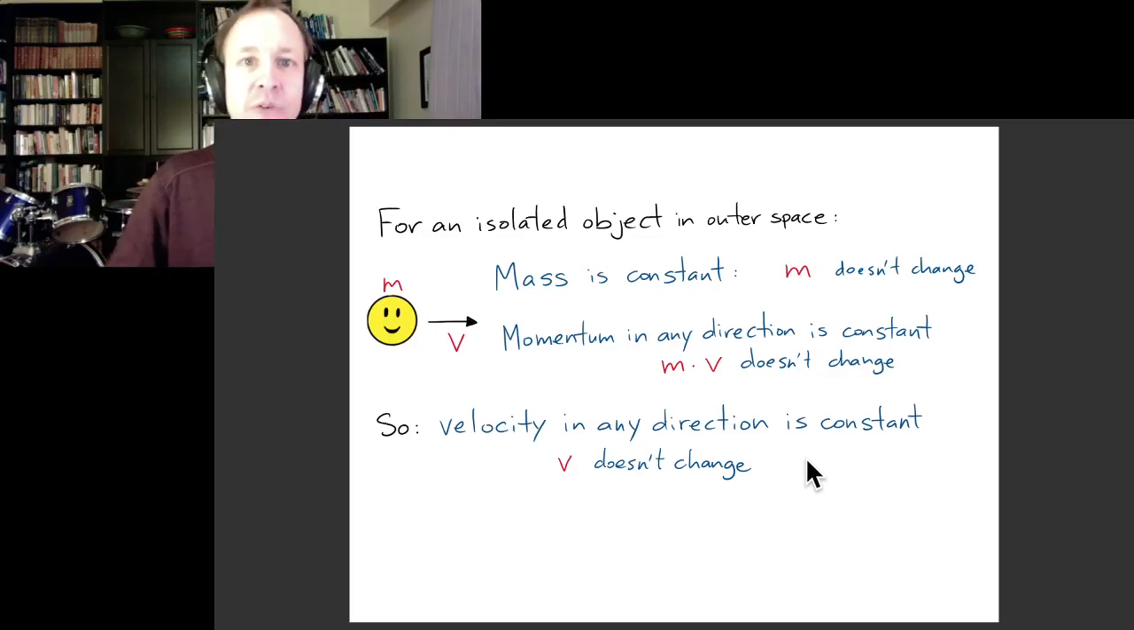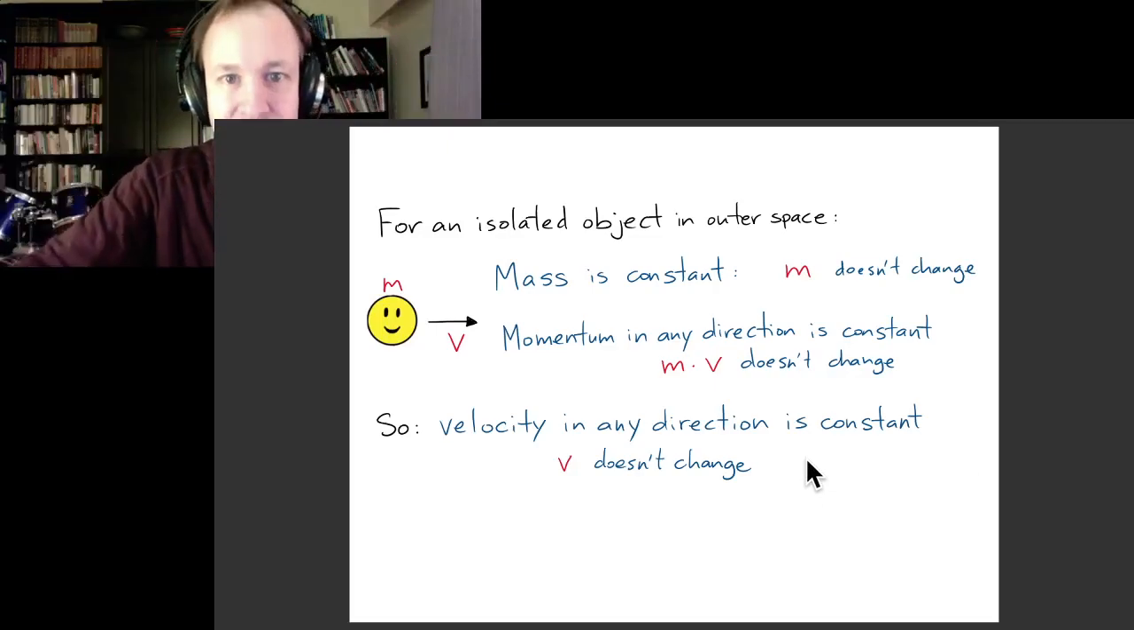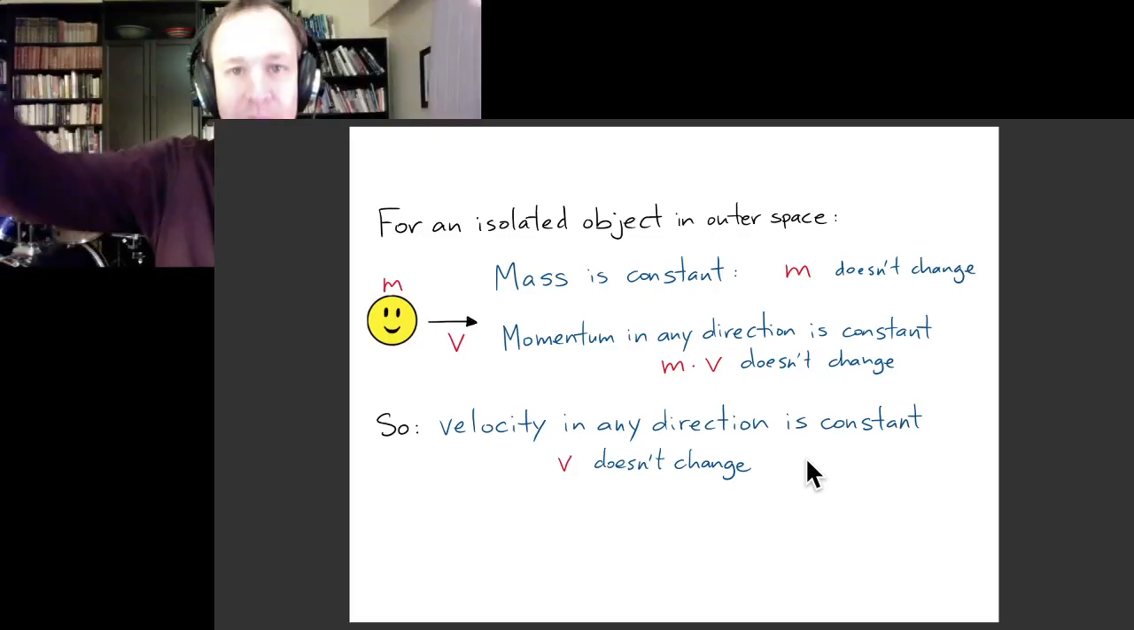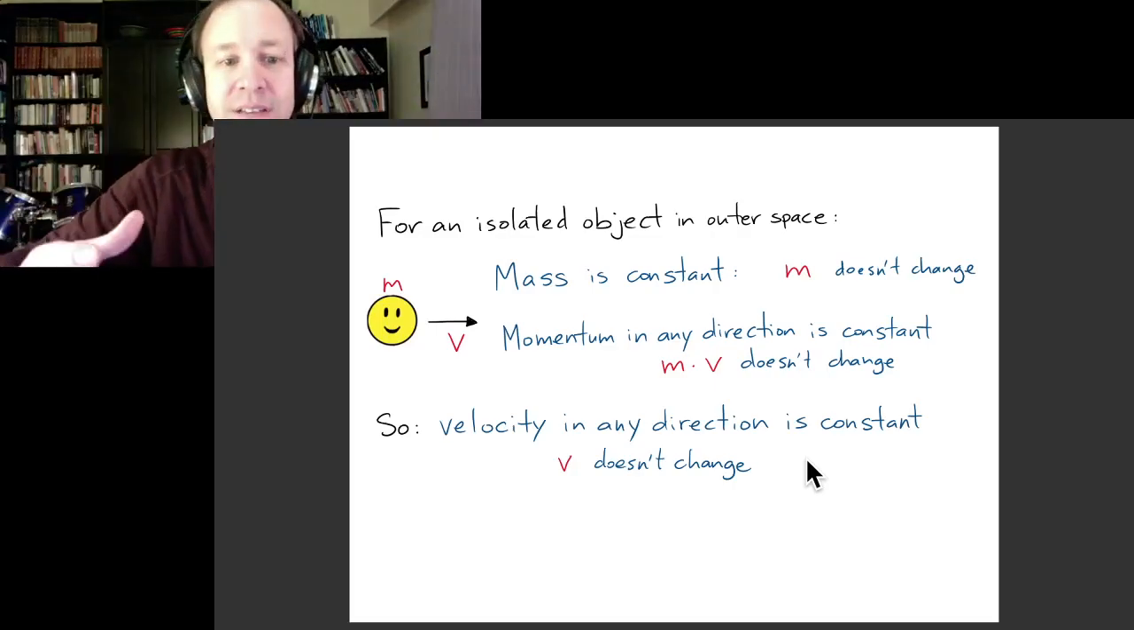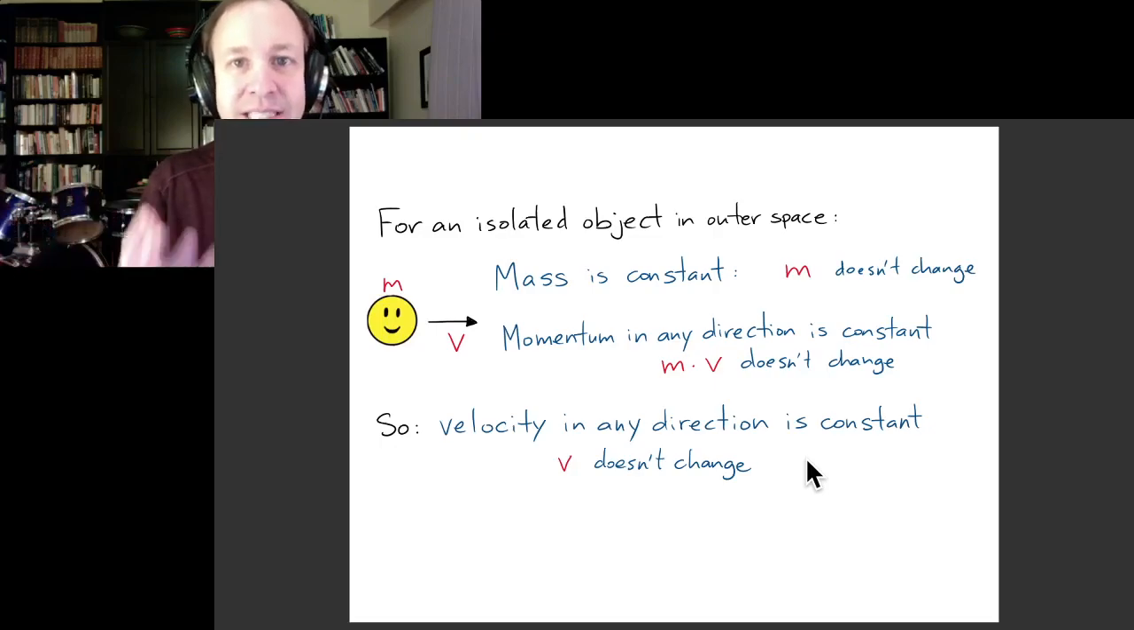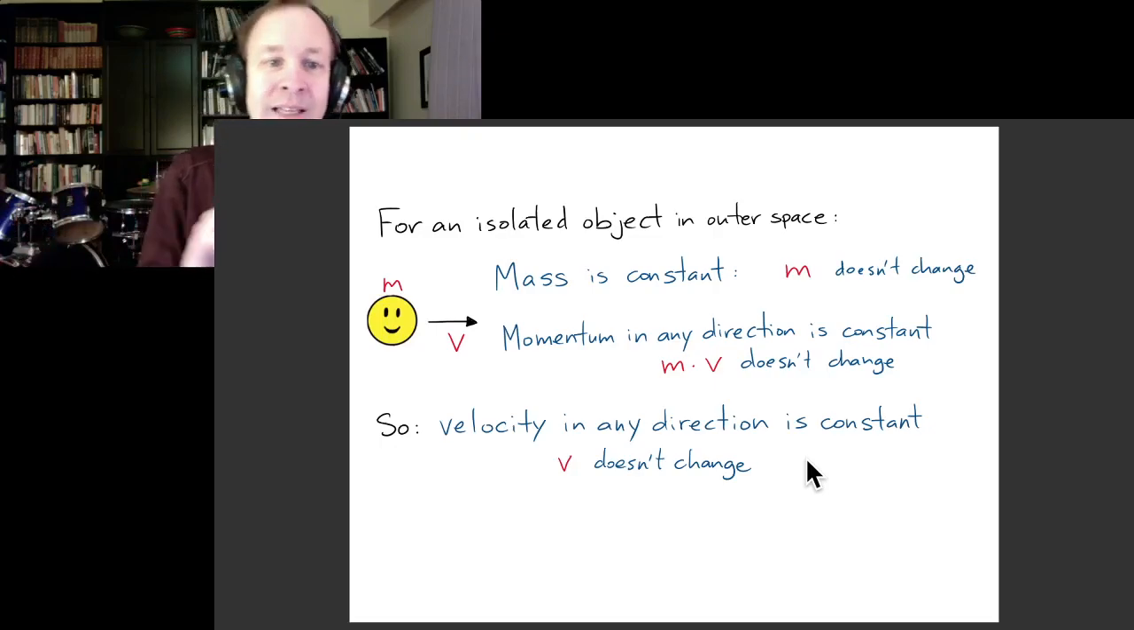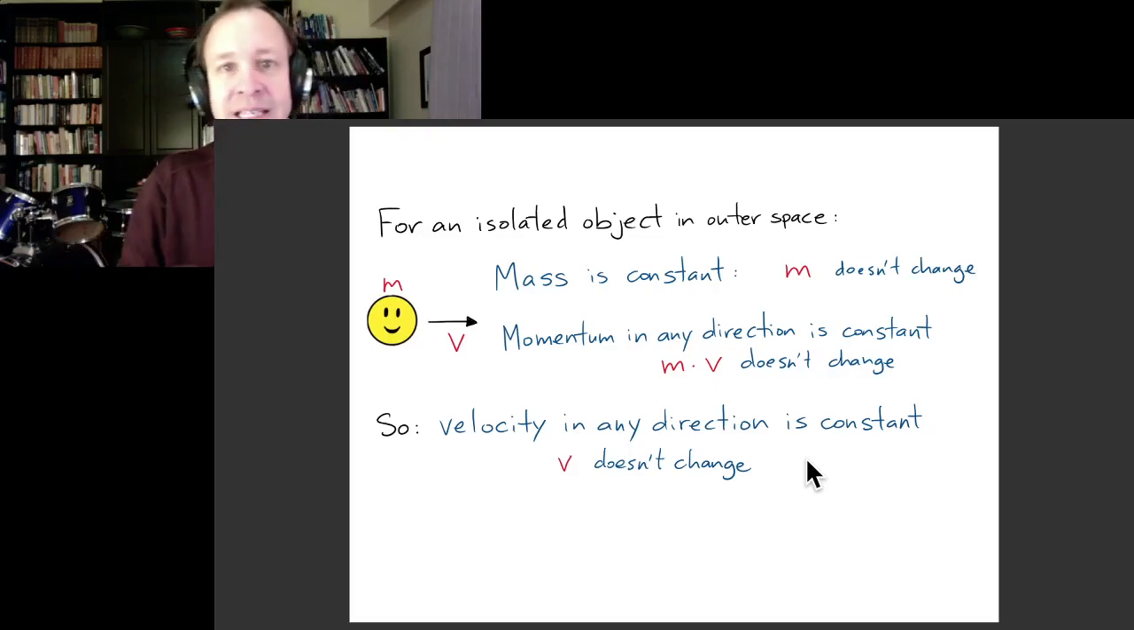Okay, so using conservation of momentum, which came from translational symmetry, and using conservation of energy, we actually now have a deeper understanding of this rule of Newton's first law, that the velocity of an object in any direction is constant, that it doesn't change with time.